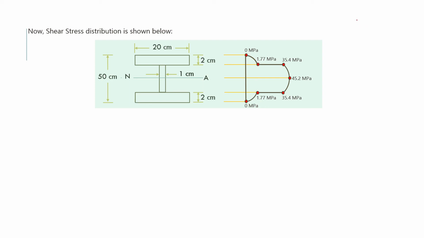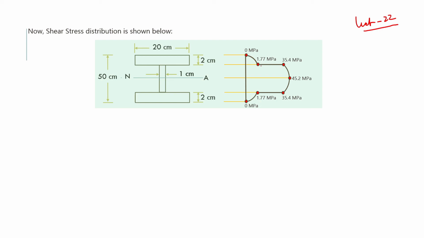Now in lecture 22, in which we did the derivation for horizontal shear stress distribution for rectangular cross section and circular cross section, there I have proved that this distribution is parabolic in nature. So if you are not confirmed about this, you can go and see my lecture 22 and then you will be able to understand how this curve is parabolic in nature. So here I will use this concept. So from 0 to 1.77 this is parabolic in nature.